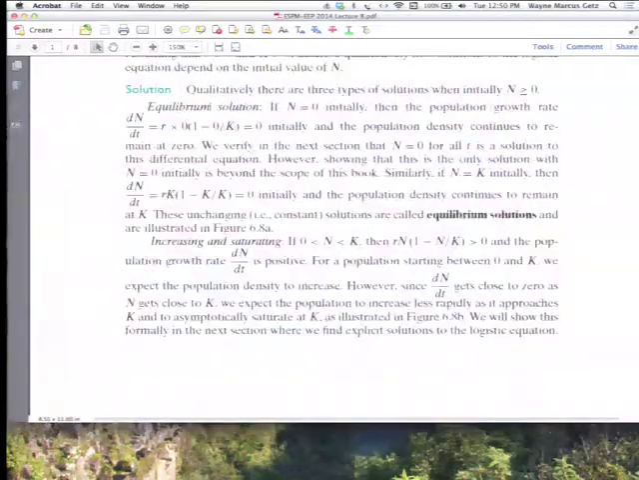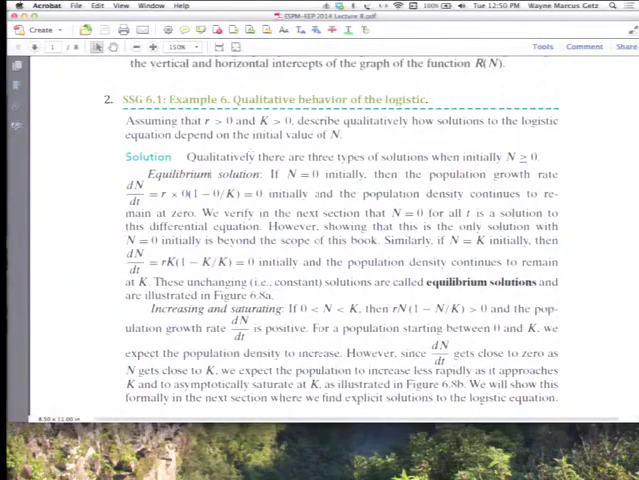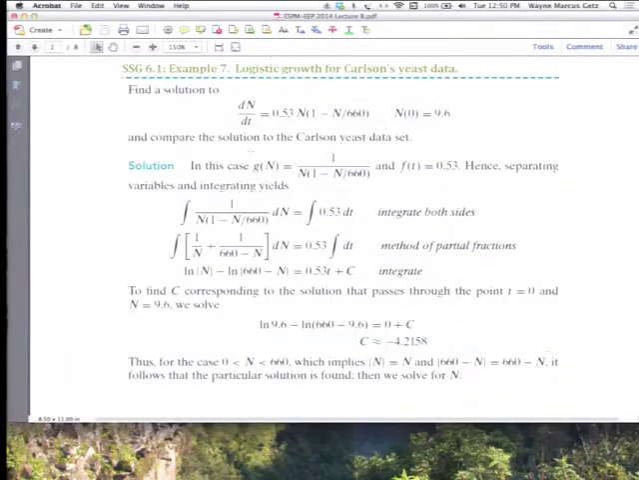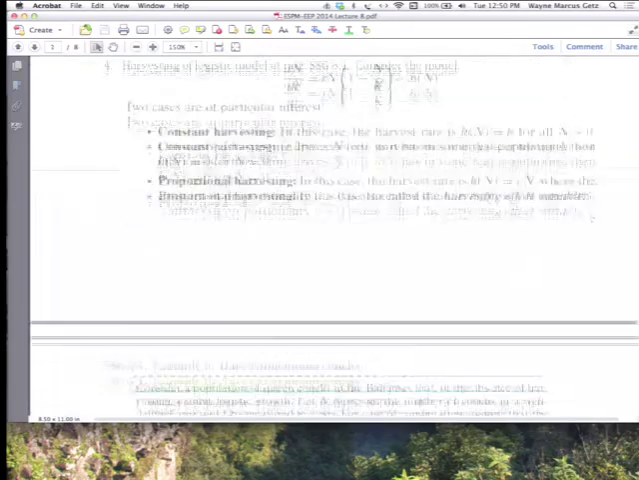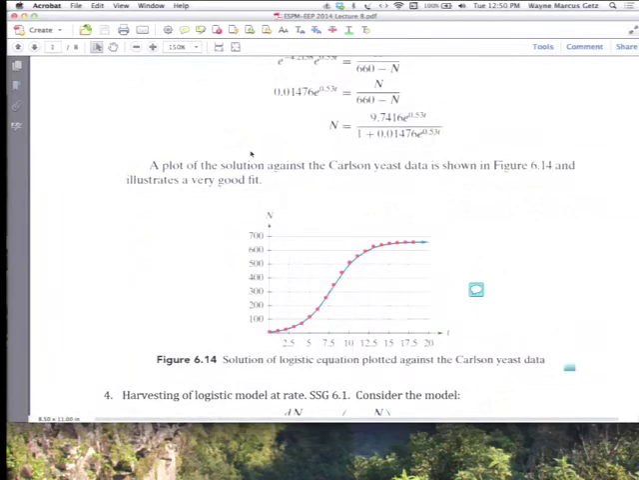you'll see that, firstly, example 6 is the qualitative behavior of this equation. We'll talk about that in a minute. But if you have a look at example 7 of section 6.1, we've written down a specific equation there with little r equal to 0.53 and K equals 660. And if you remember Carlson's yeast data, it turns out that this fits nicely through the yeast data. There it is. We talked about Carlson's yeast data earlier on, and this model fits nicely through it.